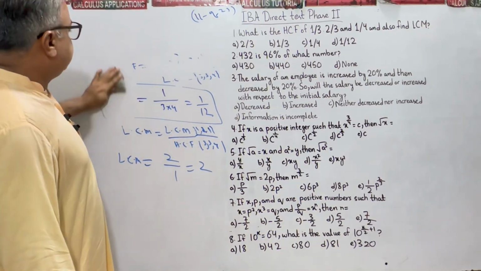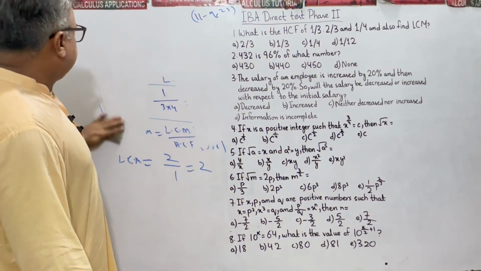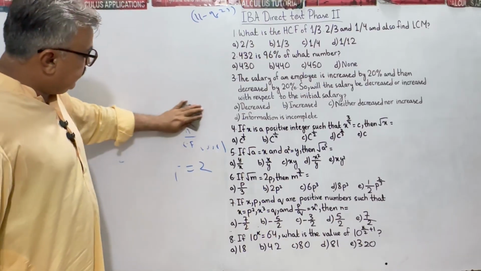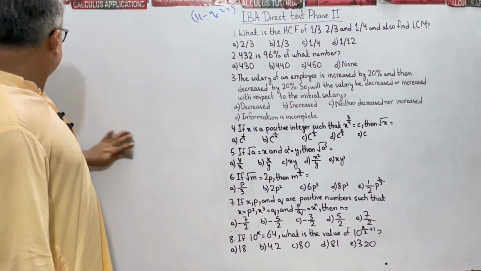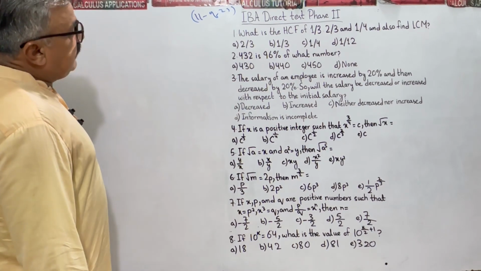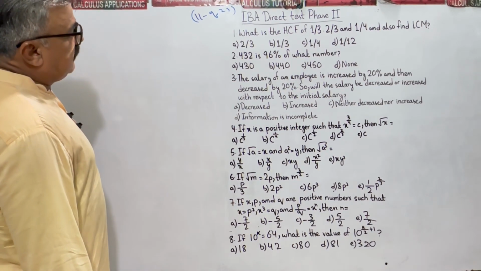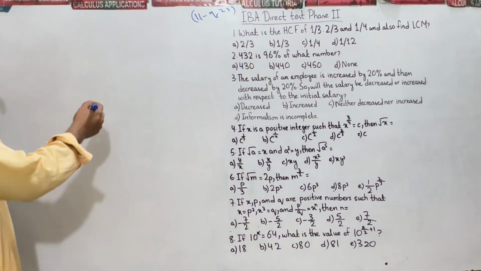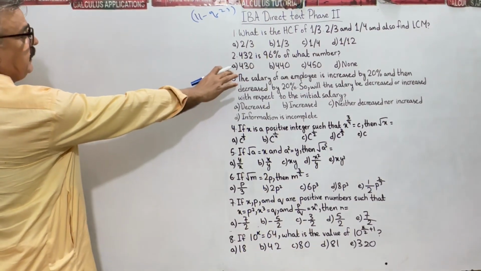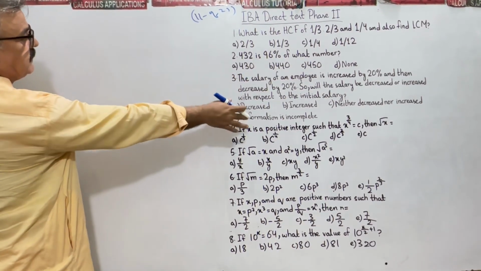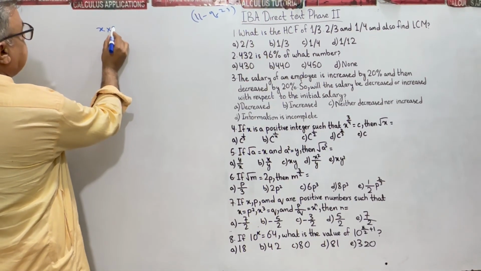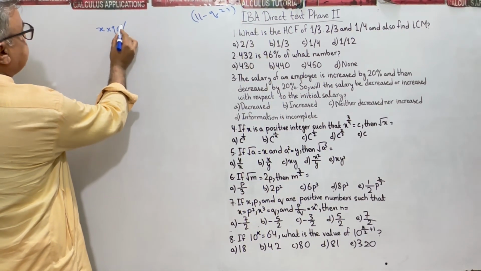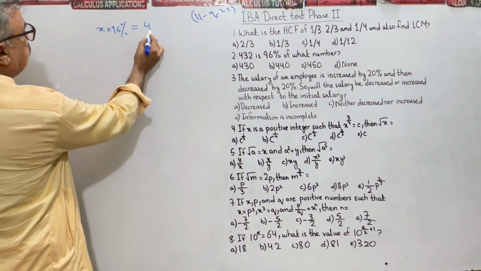Yes, a simple question. We have done several questions of this sort. Now, 432 is 96% of what number? Really very easy, really very cool. Suppose our number is x. Then 96% of x is 432.